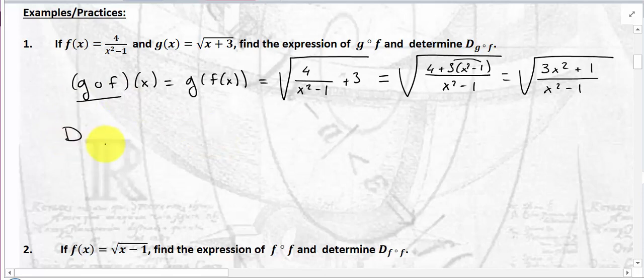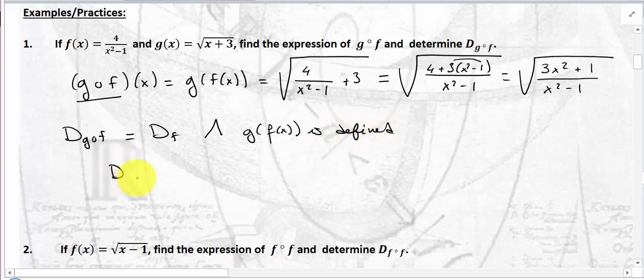Now let's look at the domain of g of f. Well, you know there are two conditions. First, you have to be in the domain of f, and you got to make sure that g of f of x is defined. Okay? So, when are you in the domain of f? Let's look at the domain of f. Well, that's pretty simple. You don't want x squared minus 1 to equal 0, and so it's all real numbers except negative 1 or plus 1. Okay, I didn't use interval notation for this.